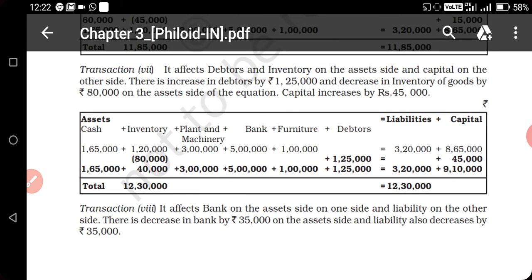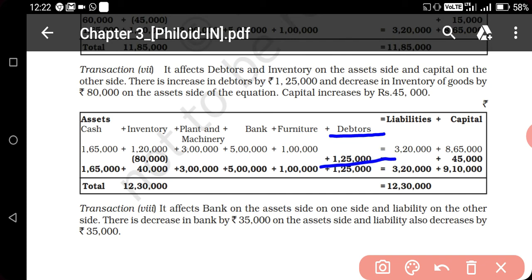Debtor also comes under the title of asset. So we will write the title of debtor. Under the title debtor we will write 1,25,000. Cost is 80,000, sold 1,25,000, the difference of 45,000 is treated as profit. It will be added into the capital.